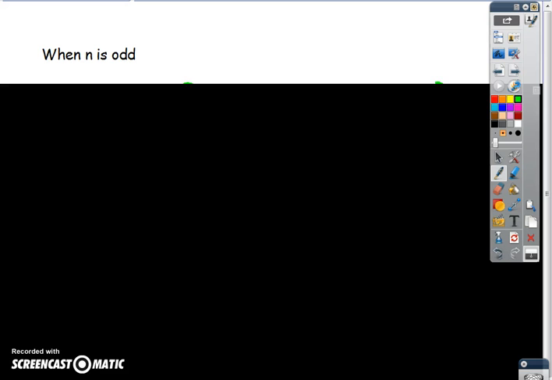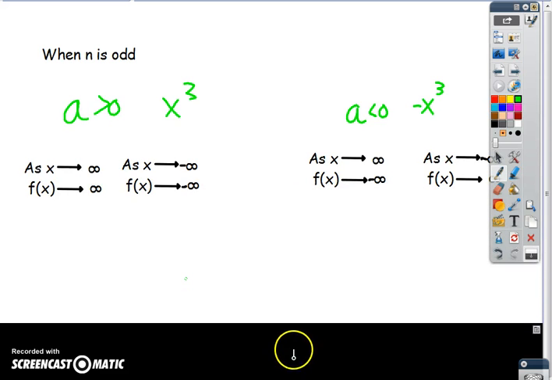So, just as a reminder, when n is an odd exponent, like x to the 5th, x to the 7th, x to the 3rd, we have the following situations. Now, notice over here, a is greater than 0. The leading coefficient is greater than 0, like x to the 3rd. So as x goes to infinity, y goes to infinity. And as x goes to negative infinity, y goes to negative infinity. Meaning you put a positive number in, get a positive back. Put a negative in, get a negative back right there.